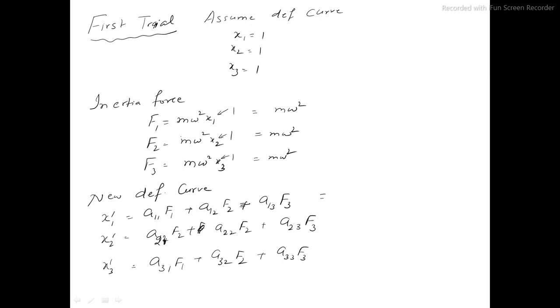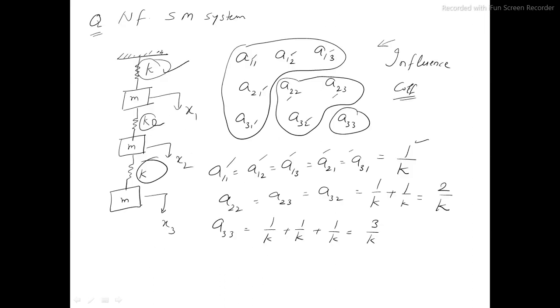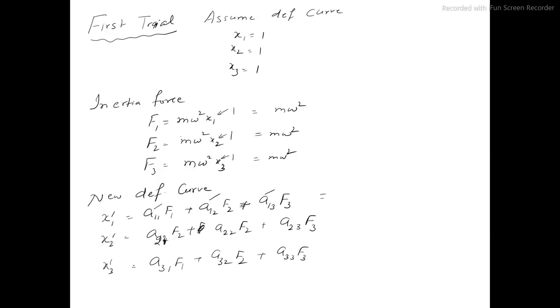So just put the values of influence coefficient. You know that this is a11, a12, a13. We have calculated a11, a12, a13. This is 1 by k. So we will put the values here, and we know that f1 is m omega square, f2 is also m omega square, f3 also m omega square. So we are left with m omega square by k plus m omega square by k plus m omega square by k. It is 3m omega square by k. So we have calculated the first deflection, and similarly we will put the values of a21, a22, a23.